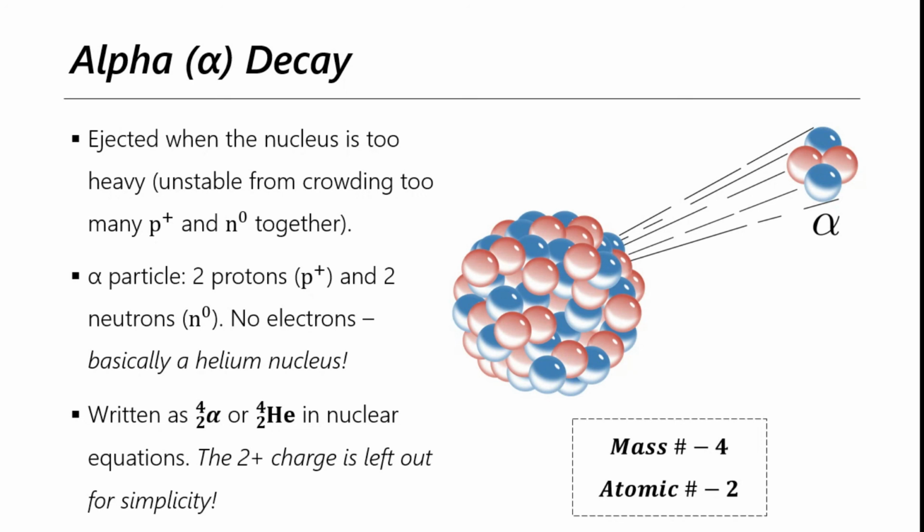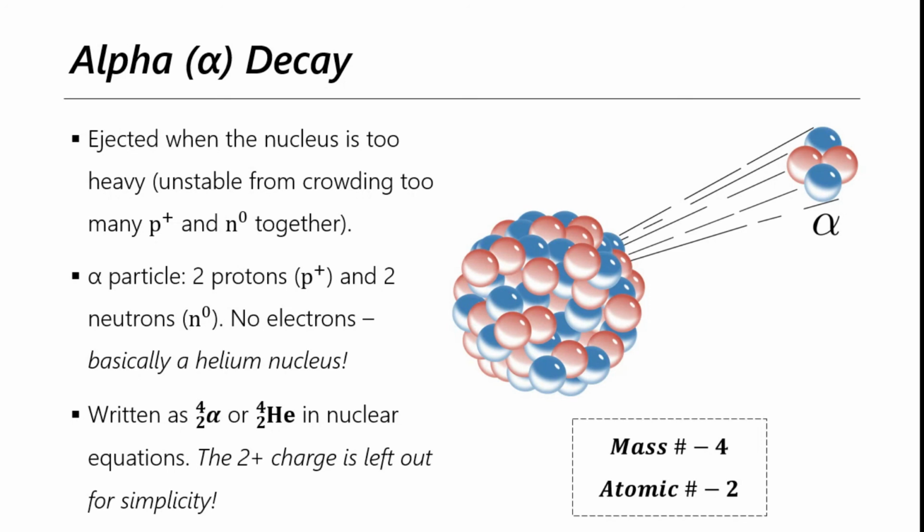Now, no electrons go with the protons and neutrons. So this is basically just the nucleus of a helium atom. I mean, it has 2 protons. So we look up atomic number 2 on the periodic table, that is helium. And with 2 more neutrons with it, it has a mass number of 4. So we can write an alpha particle as this Greek letter alpha, with a mass number of 4 and an atomic number of 2. But really, it's a helium nucleus.